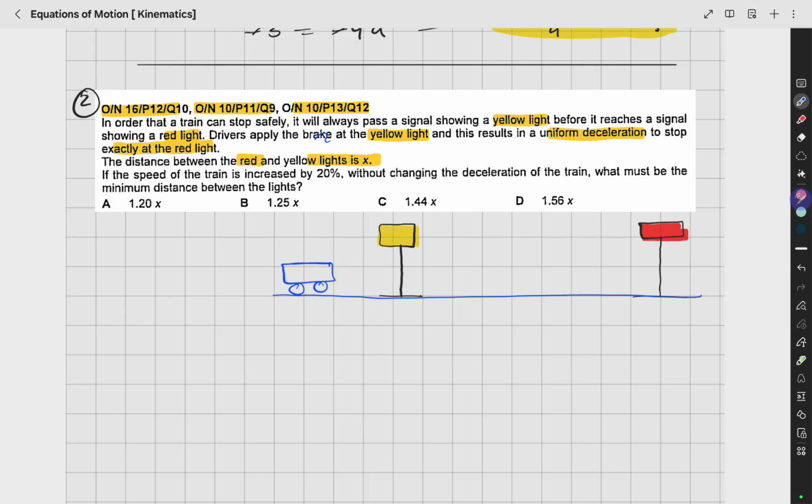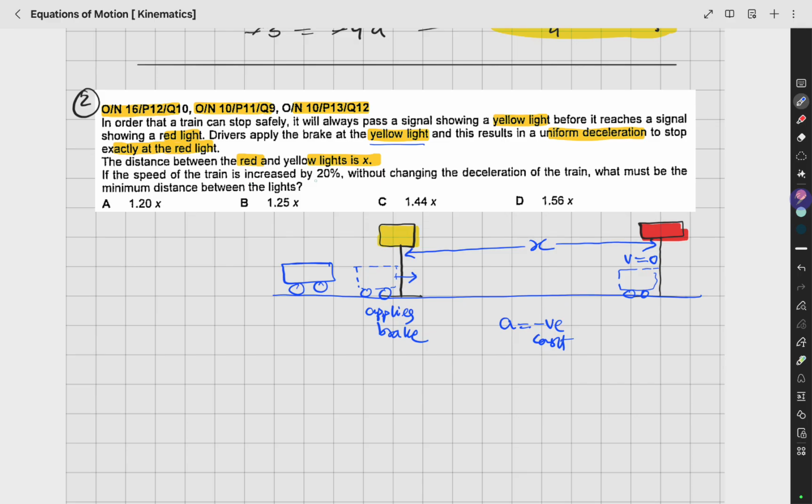So what they're saying is that drivers apply the brakes at yellow. So when the train reaches the yellow, they apply the brake, right? Applies brakes. And this results in uniform deceleration. a is a negative constant. And the train exactly stops at the red. Here its final velocity is 0, right? The distance between red and yellow is x. So the distance between them is x.